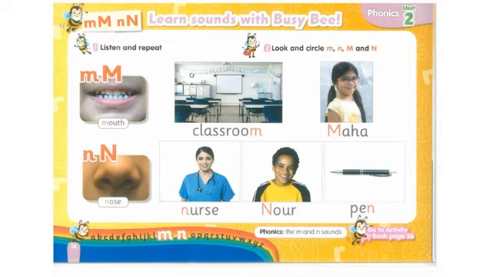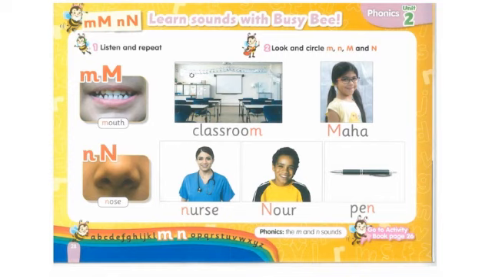Okay, next page. The first exercise here says listen and repeat. Mouth, mouth, classroom, classroom. This girl's name is Maha, Maha. Nose, nose, nurse, nurse. And this boy's name is Noor, Noor. And finally we have a pen here. The second exercise says look and circle sound M and N, okay, and capital M and capital N. Okay, let me get the pen.